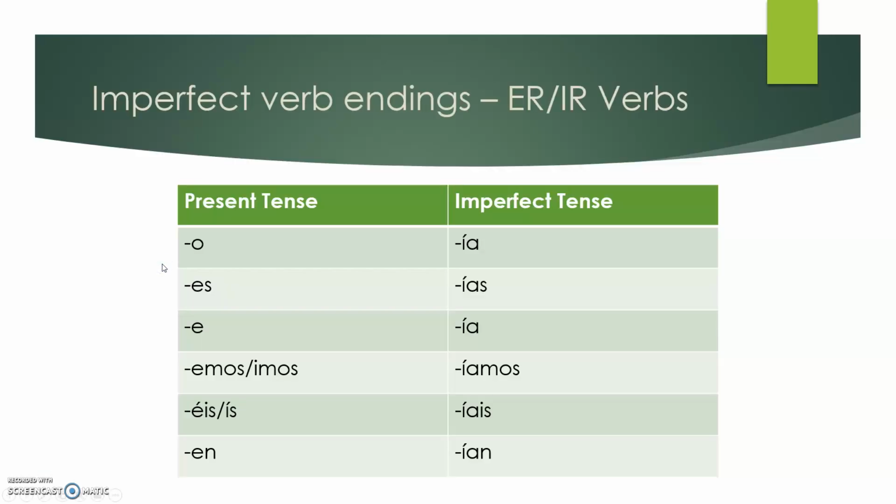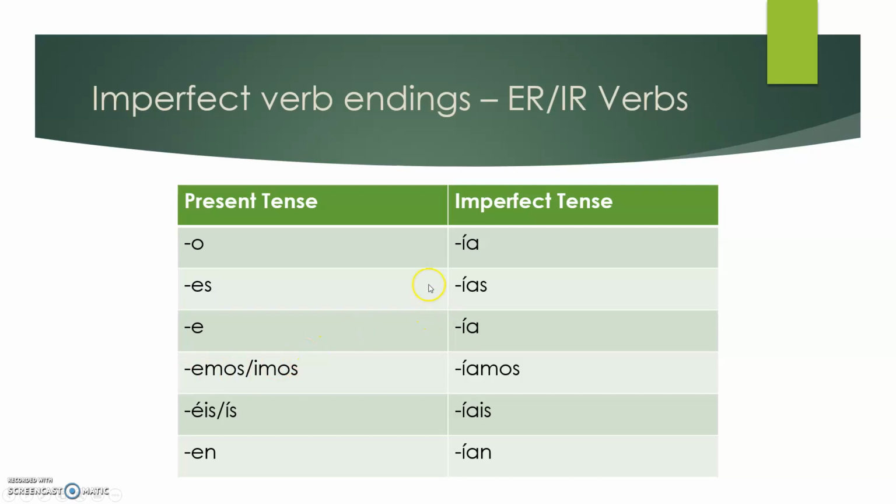So, in the present tense, the verb endings for ER and IR verbs differ just a little bit. Okay, for ER verbs we have o, es, e, emos, éis, and en. And for IR verbs we have o, es, e, imos, ís, and en. Okay, there's a little bit of difference between the two. That is not the case in the imperfect tense. ER and IR verbs use the exact same set of endings.